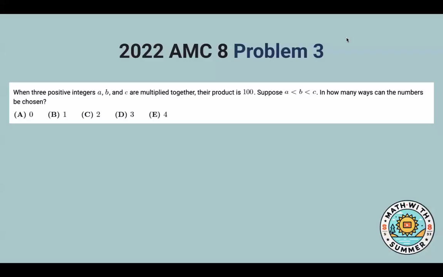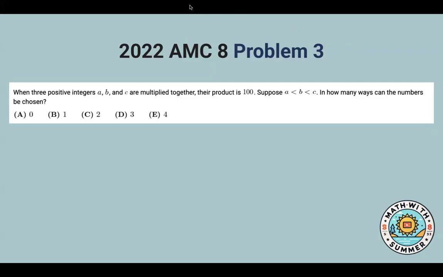Hi guys, this is 2022 AMC problem 3, and we have this number theory problem here. It says that when three positive integers A, B, and C are multiplied together, their product is 100. Suppose A is less than B is less than C, and how many ways can the numbers be chosen?